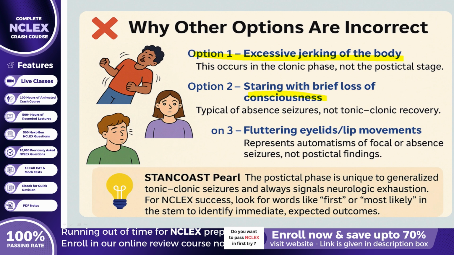Finally, option 3, fluttering of the eyelids and movement of the lips, describes automatisms, which are features of absence or focal seizures. They do not appear in the postictal period of a generalized tonic-clonic seizure. Instead, the dominant features will always be confusion, drowsiness, and a tendency towards sleep. Here is the key clinical insight, also known as the Stancoast Pearl. The postictal phase is a hallmark of generalized tonic-clonic seizures and is always characterized by neurologic exhaustion, not by continuation of seizure activity or automatisms.